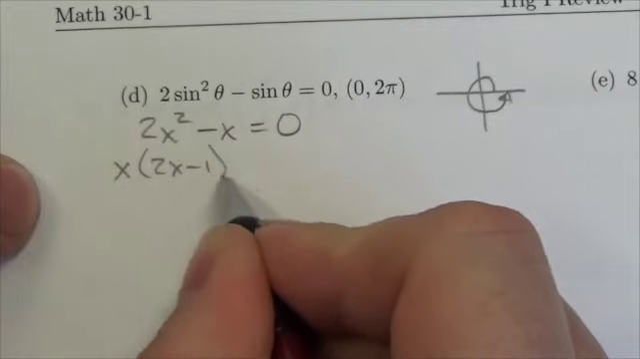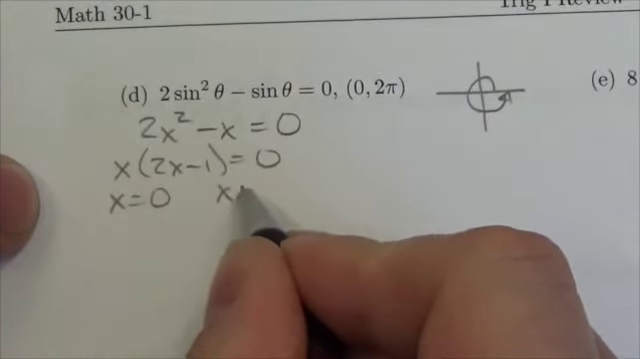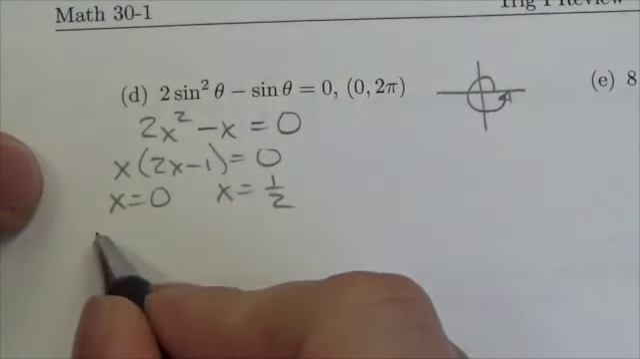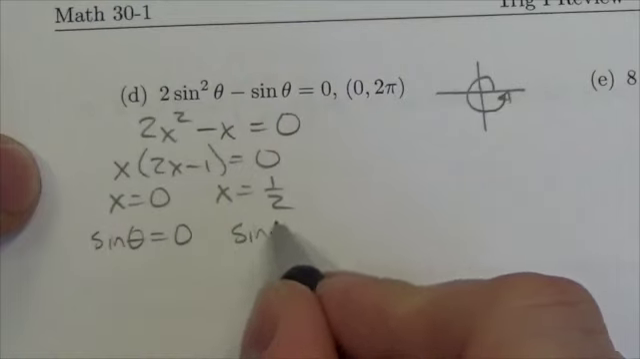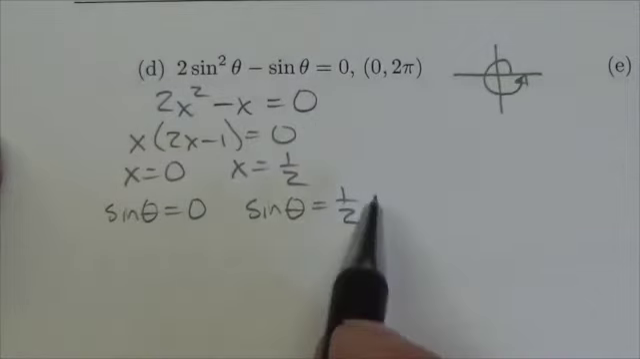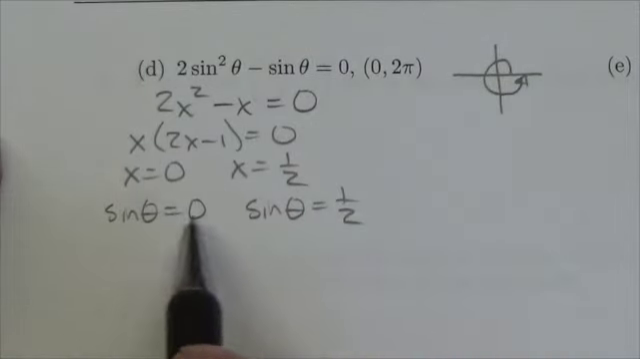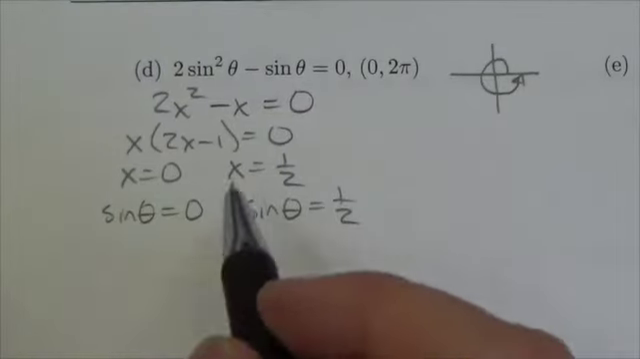First I'll take out the common x, and then I know that x is either equal to 0 or 1/2. And so now I know that either sine is 0 or sine is 1/2. Okay? Now, this one here I recognize from the unit circle. This one is maybe a little bit less obvious, but let's just think about this.